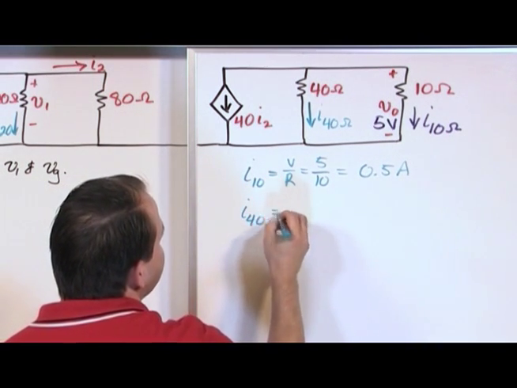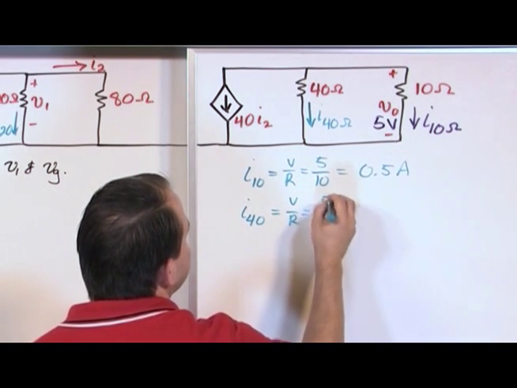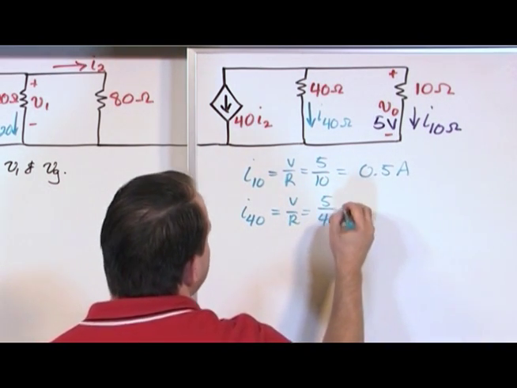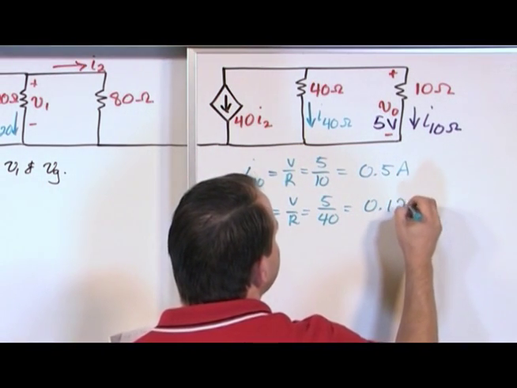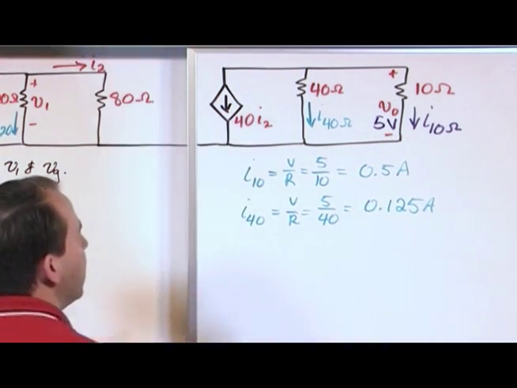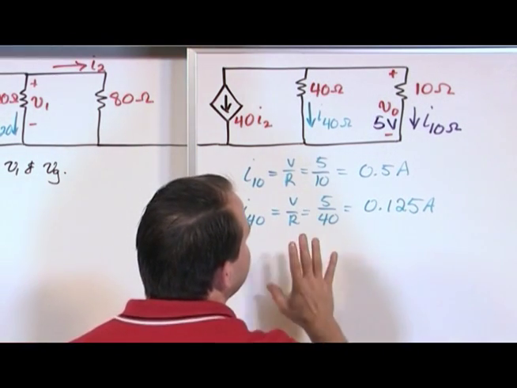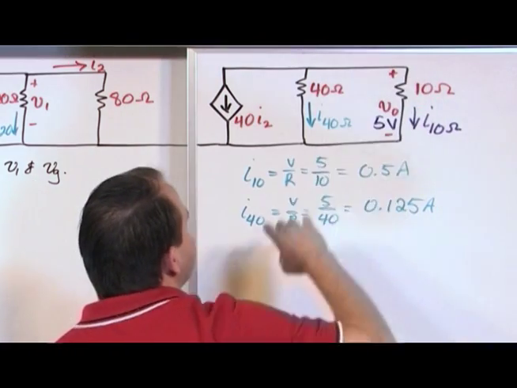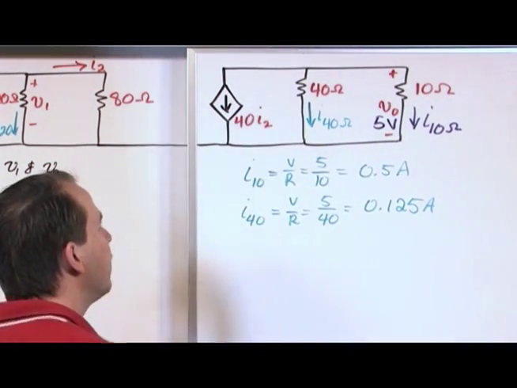So the current going through the 40 ohm resistor is V over R. The voltage is again 5. The resistance is 40. And so when you take 5 divided by 40, you get 0.125 amps. All right? And that's given to us and allowed us to solve for this simply because we know what the measured value of this is. We might build this circuit and we just measure that 5 volts and then we find these currents.